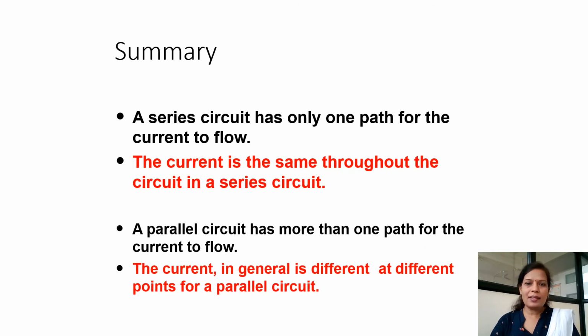Now we can summarize the series circuit and parallel circuit. A series circuit has only one path for the current to flow. Therefore, the current is the same throughout the circuit. Whereas in a parallel circuit, the paths are more than one. Therefore, the current is divided.